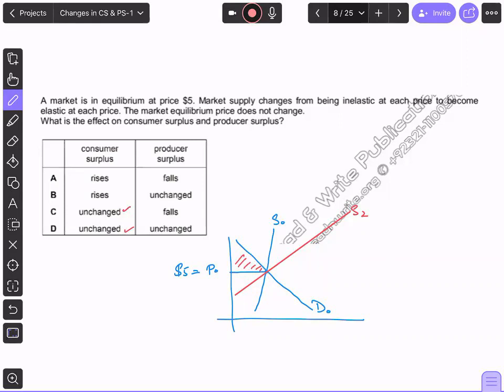What will happen to the producer surplus? The producer surplus will fall. सही है? पहले आपका producer surplus ज़्यादा था. Now the producer surplus will fall because the supply has become more elastic.